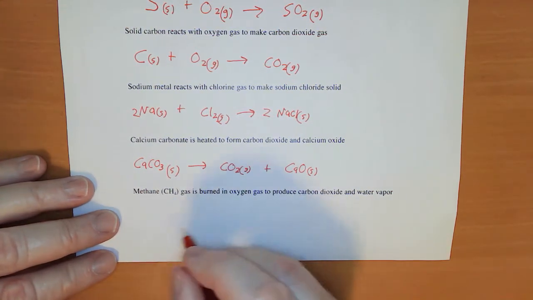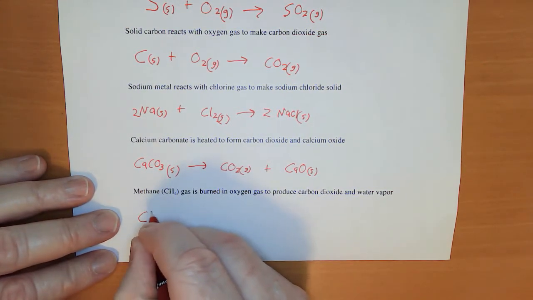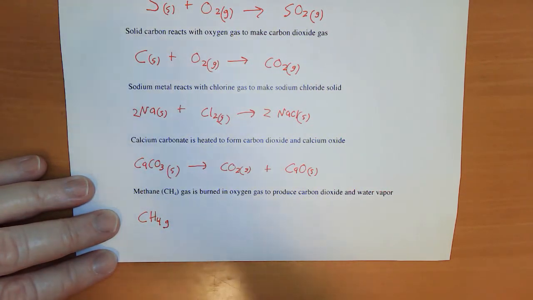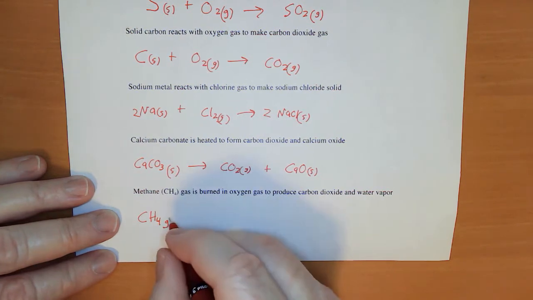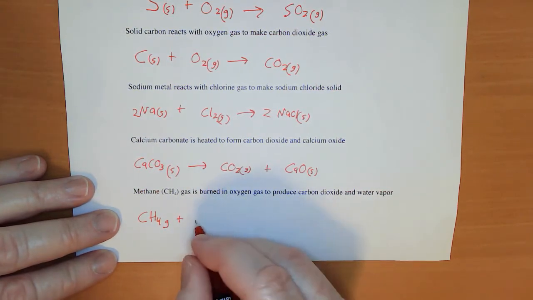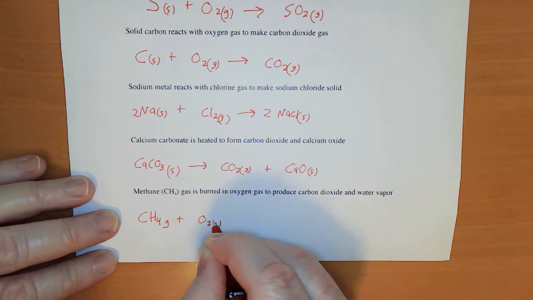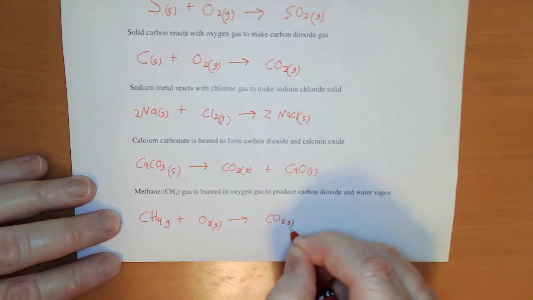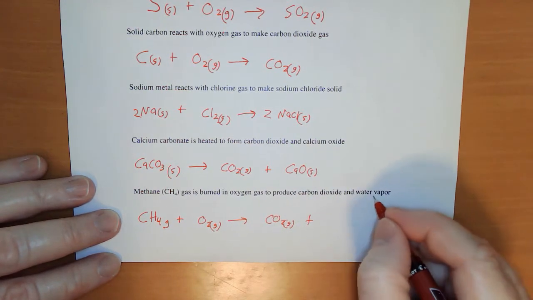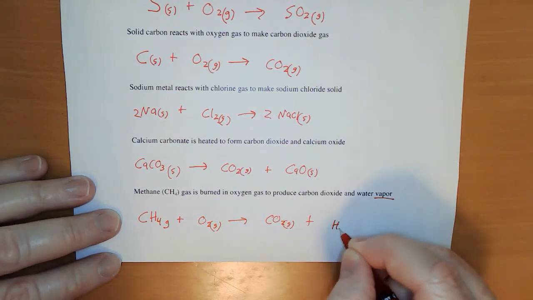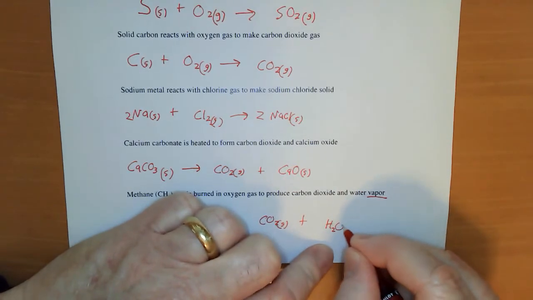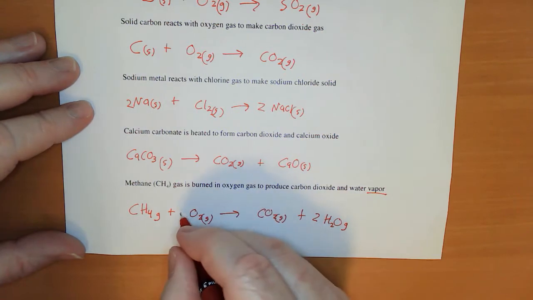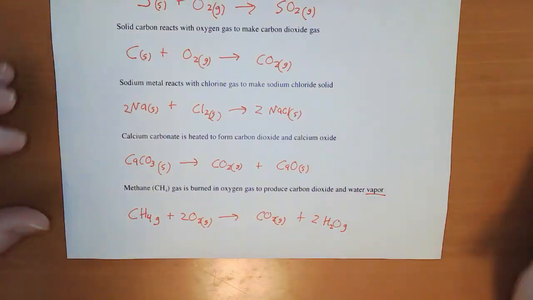And then methane gas is burned in oxygen gas. Methane gas is CH4 gas. And I gave you the formula there in the question, so it wasn't a matter of memorizing it. Oxygen gas, O2 gas, to produce carbon dioxide, that's a gas, CO2 gas. Water vapor, vapor is a word that means gas. H2O, gas. And we're going to need to put a 2 there and a 2 there to balance that one.